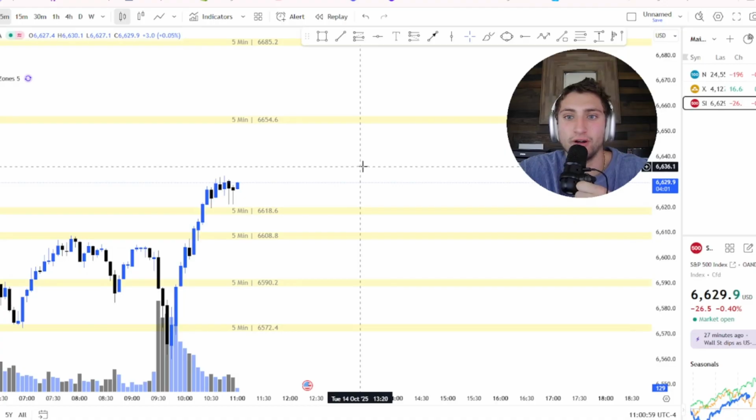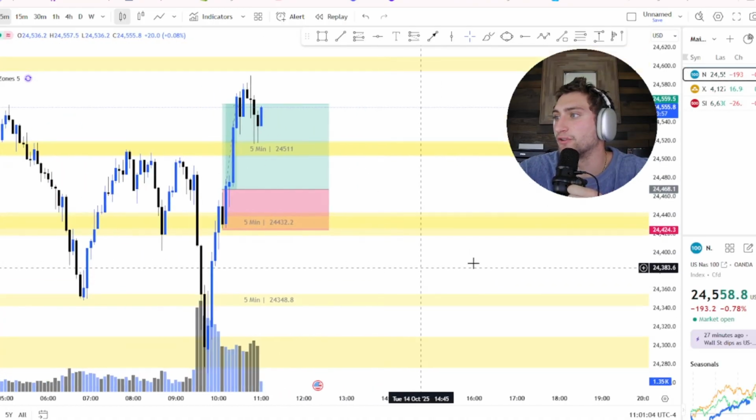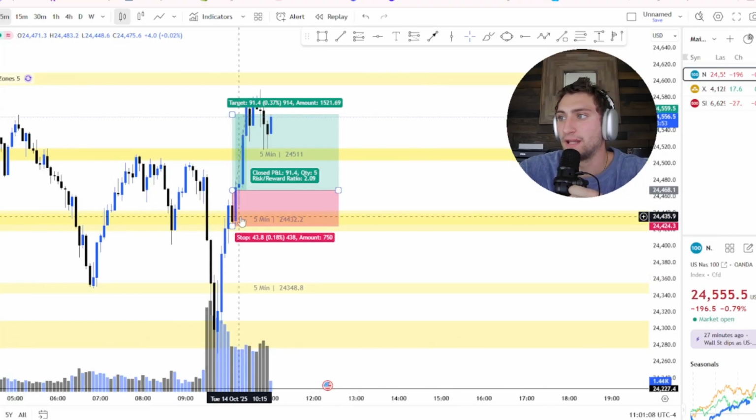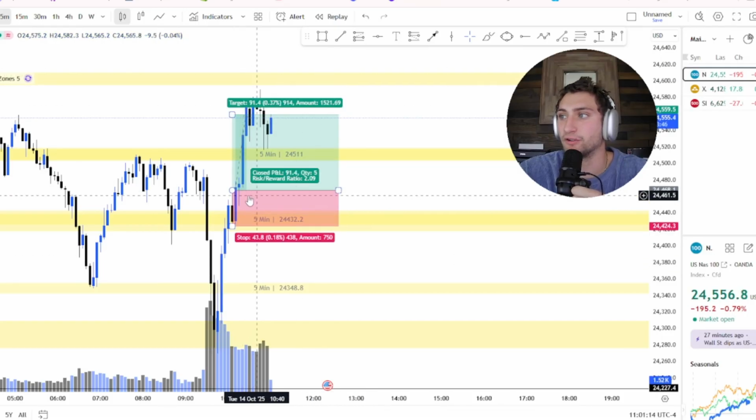I actually took a trade off of it this morning. Let's look at NASDAQ, the trade I took. Here was my zone right here. Had a 5-minute zone right here. Price broke above, came back down, retested, started to ride the same zone that was already printed for me by this indicator, and then bang, you could see price engulfed off the area.